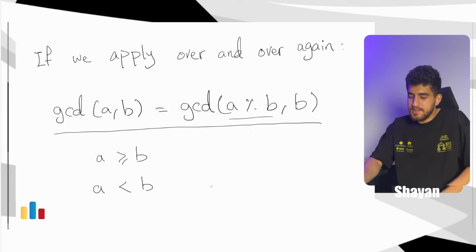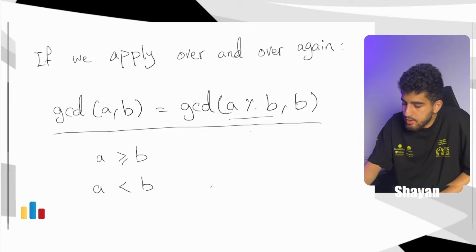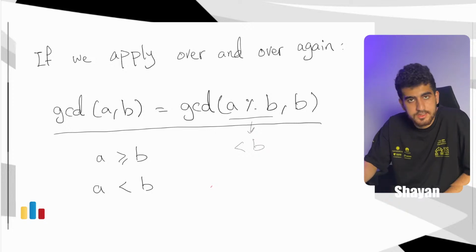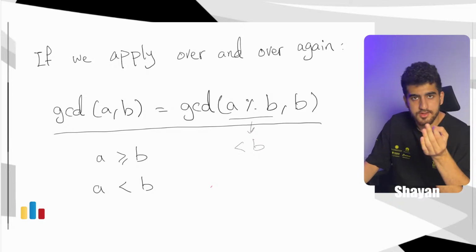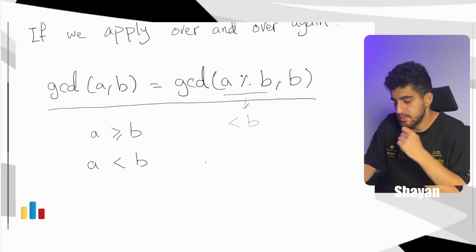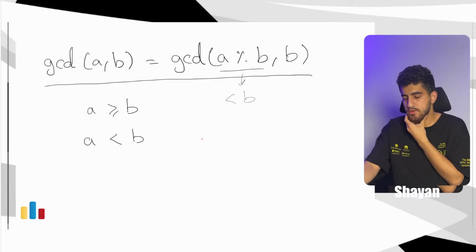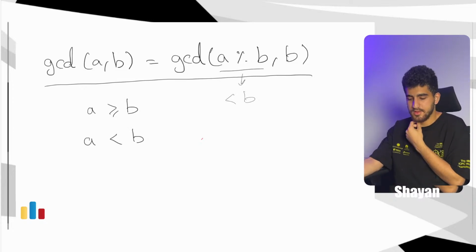So we can say that, and yes, another point is that A modulo B is definitely less than B. So next time B is going to be our greatest number among these two. Between these two, B is going to be the greater number next time. So now we know that when we have A and B, GCD of A and B is equal to GCD of A modulo B and B.